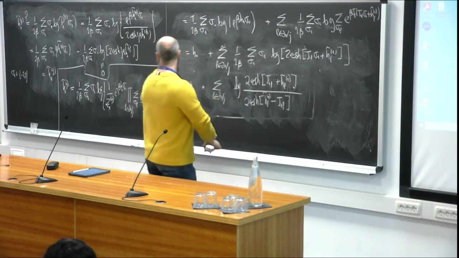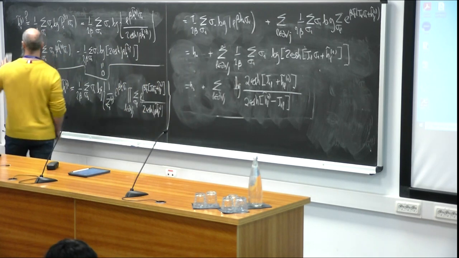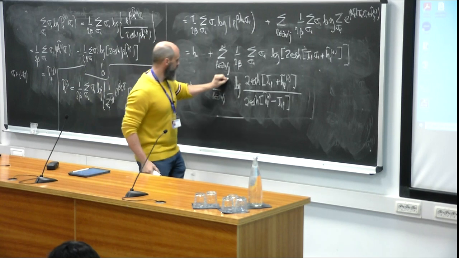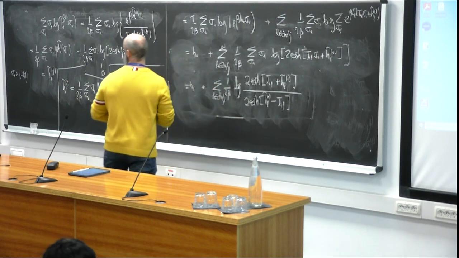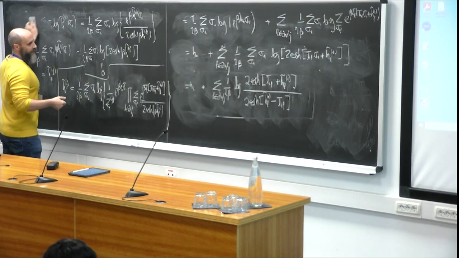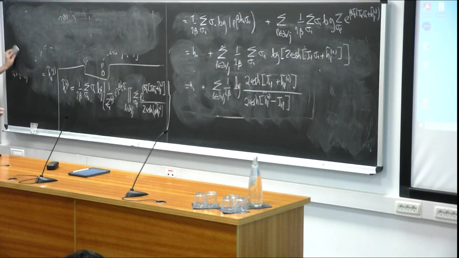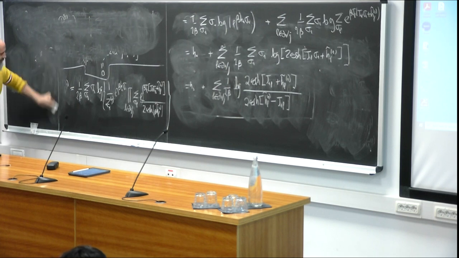Very good. Now you use, you're almost finished. And I'm missing 1 divided by 2 beta. Sorry. Now we have to remember that the hyperbolic cosine of A plus B is something, no? There is a formula.